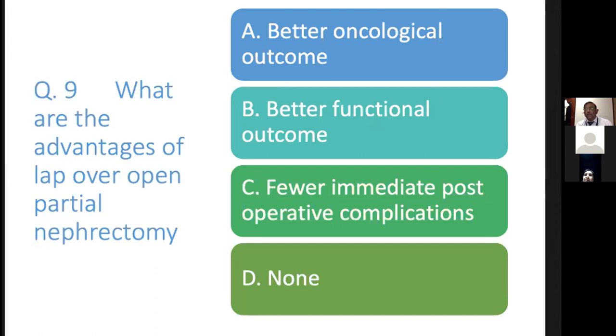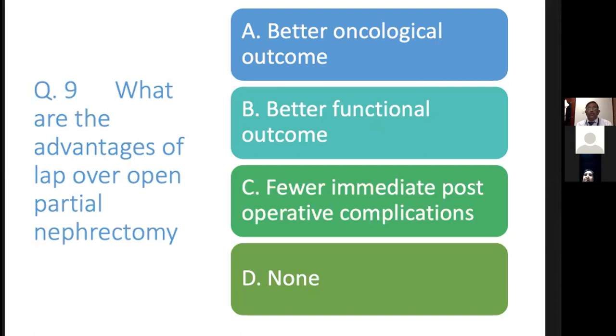Okay, so I end the poll now and share the results with you guys. So this is the outcome, and you can see that 40% think that it is better functional outcome, 40% think that there are fewer postoperative complications, whereas 16%, as a minority, think that there is no significant difference in terms of oncological outcome, functional outcome, and immediate postoperative complications between lap and open nephrectomy.